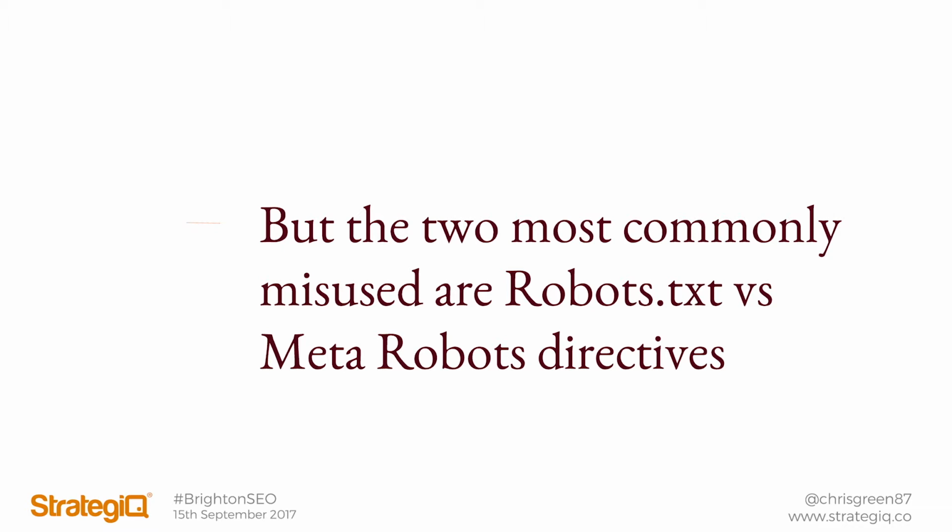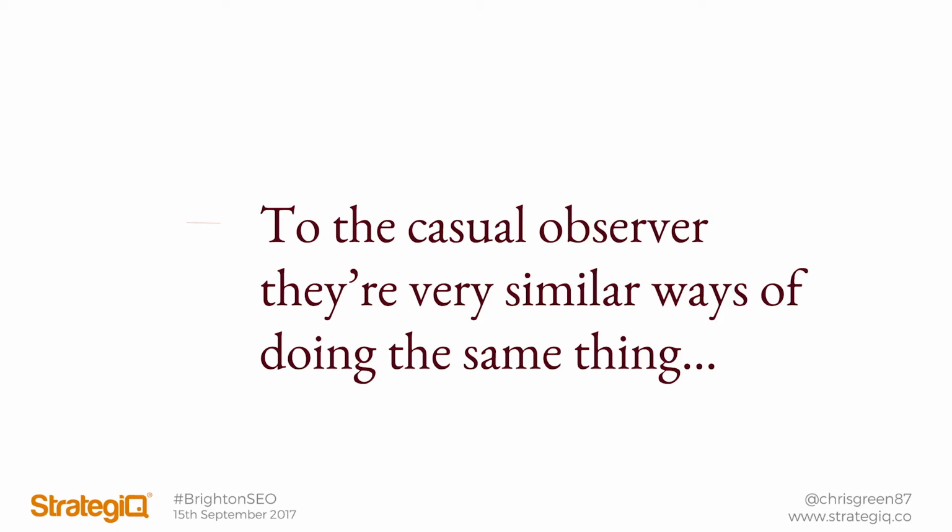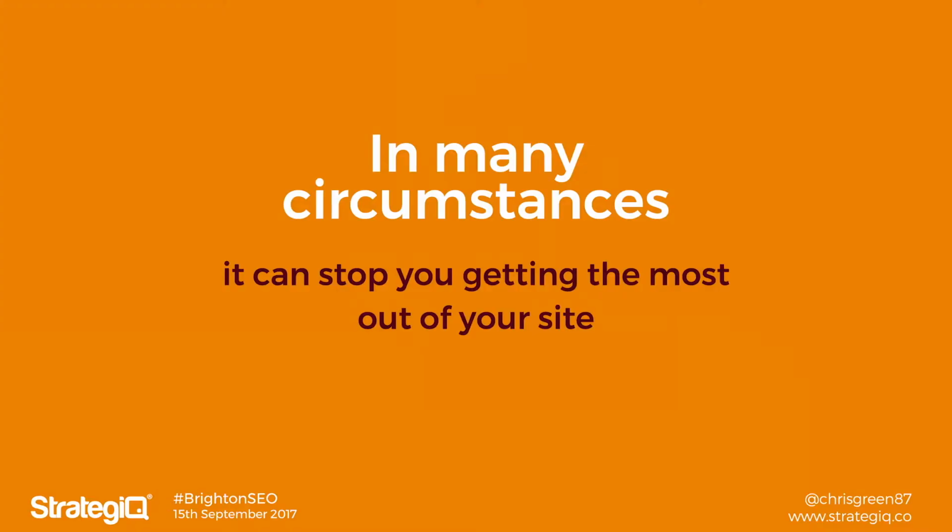meta robots directives. Why? Well, to a casual observer, they are very similar ways of essentially doing the same thing. To block Google, restrict Google. But I don't think that that's a very helpful way of thinking about them. And in many circumstances, it will stop you getting the most out of your website. By thinking of them in this way, we lose a lot of the nuance in terms of how we're actually blocking Google and, in effect, what this actually does.